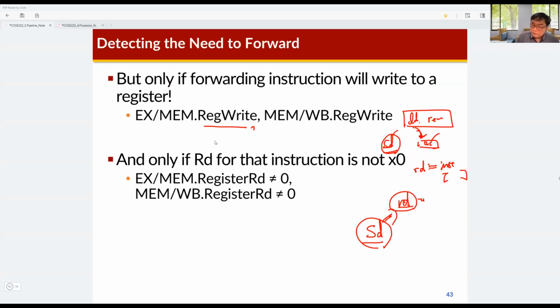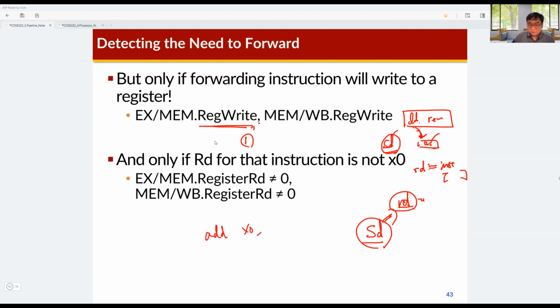So the reg write signal becomes 1 if this destination register has a valid register number, right? So we need to check this reg write. Also, we need to check if the RD is 0 or not. Why?